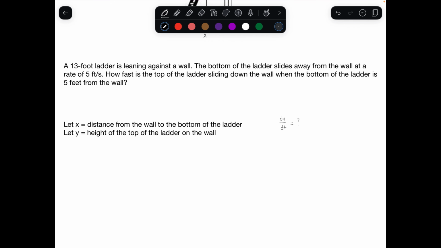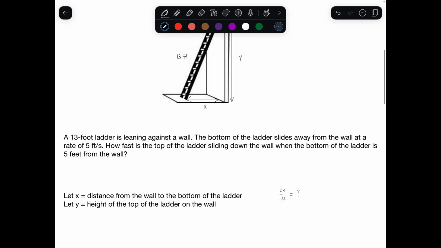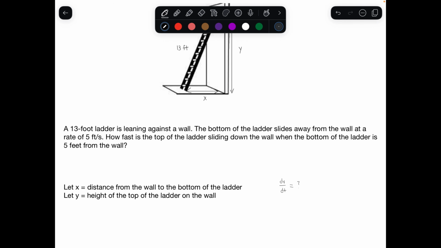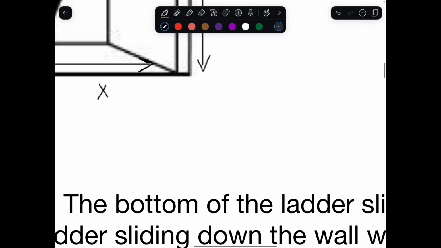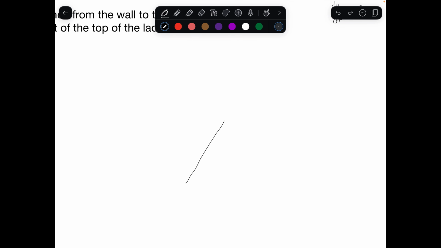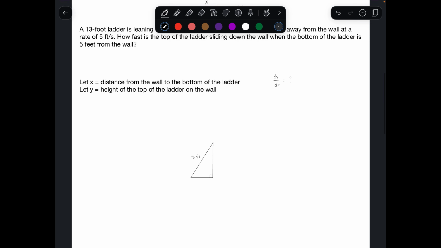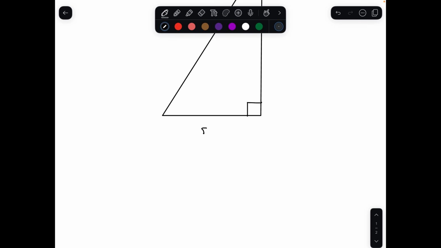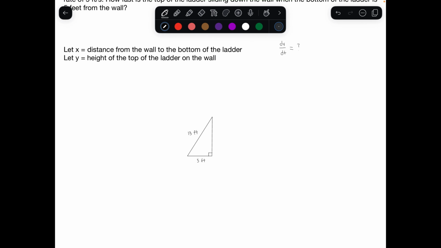So now we're given that the bottom of the ladder is 5 feet from the wall. So we know x is 5 feet. Let me draw a right triangle to make this easier to see. Okay. So we're given that this is 13 feet, the ladder. And x, it says in the problem, is 5 feet, right? And that's what we defined x as, the distance from the wall to the bottom of the ladder.